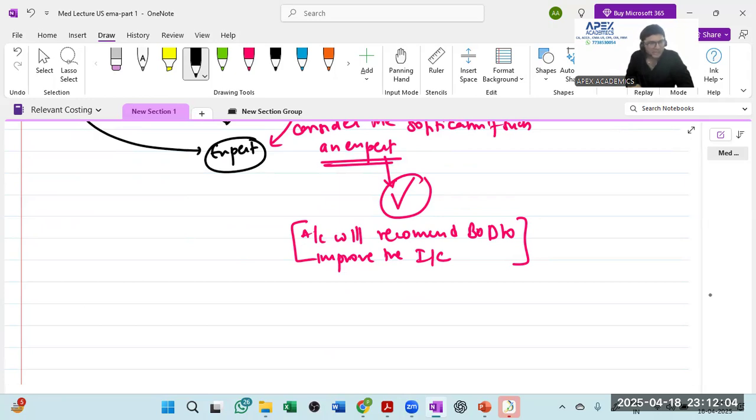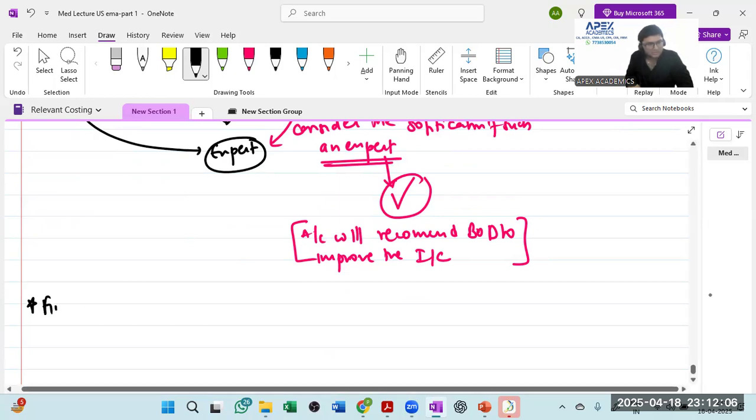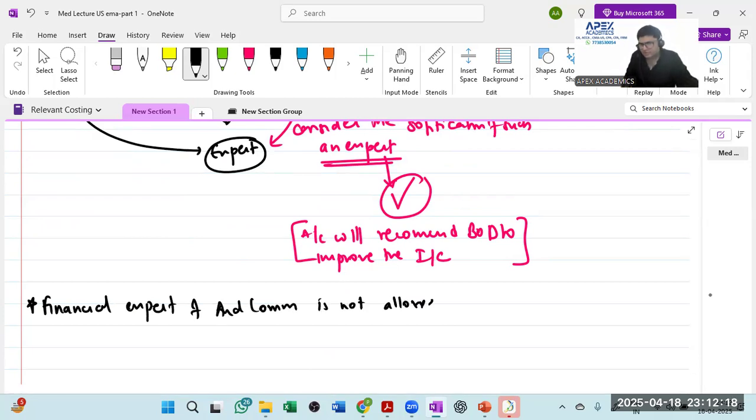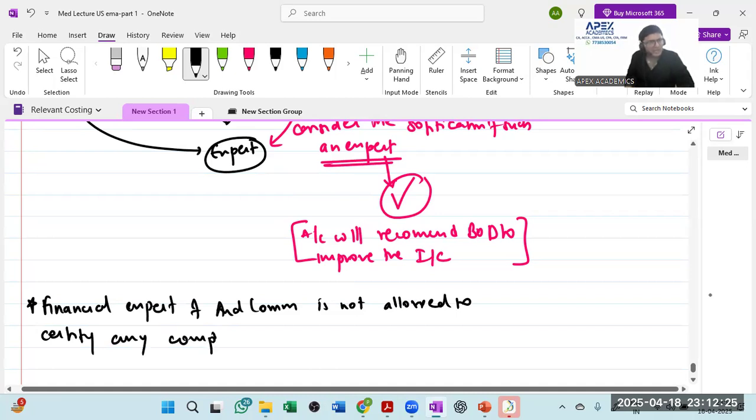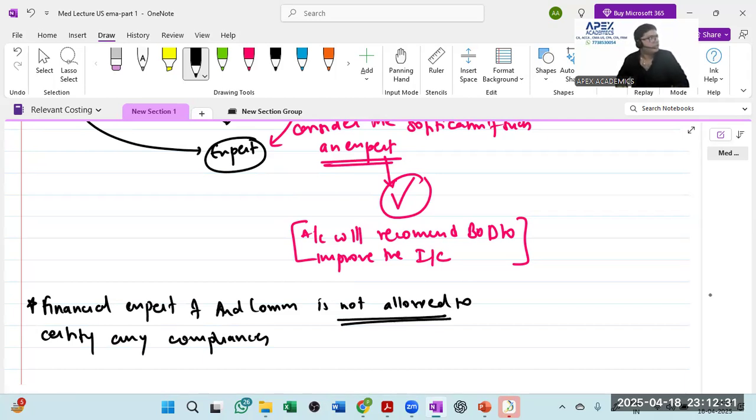The financial expert of the audit committee is not allowed to certify any compliances. So he can't sign off on anything. He's not allowed to sign off. Please try to understand this particular aspect.